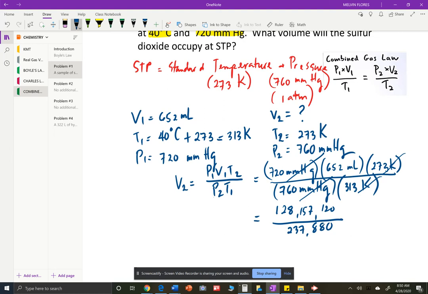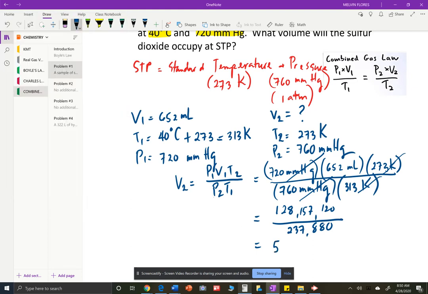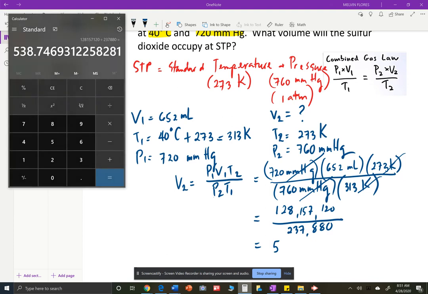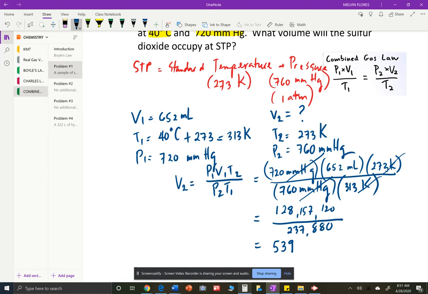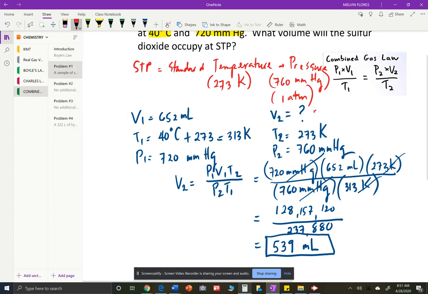And then you're going to divide these two right here. So 128,157,120 divided by 237,880, and then you will get 539. Let's say 539 ml. Okay, so this should be your final volume. So final volume right here is 539 ml.